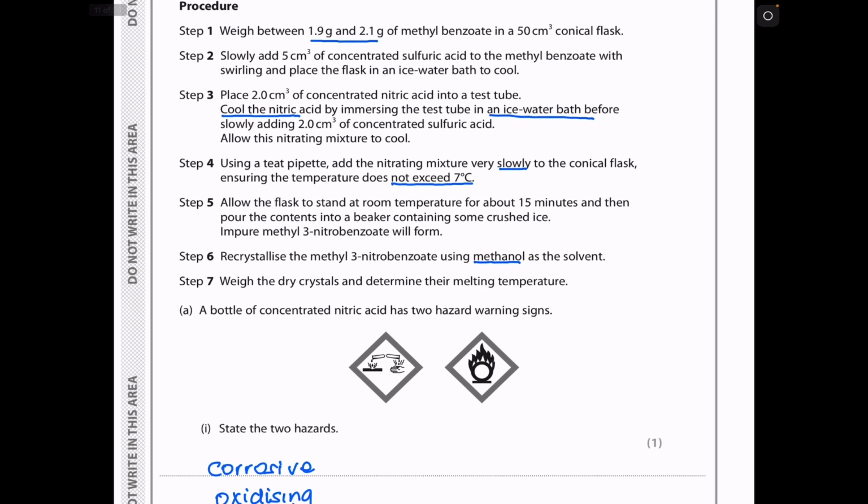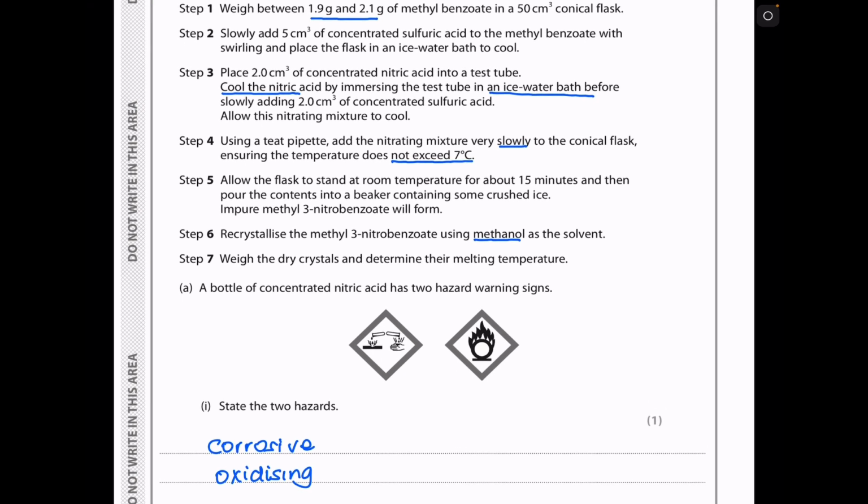Then allow the flask to stand at room temperature for about 15 minutes, and then pour the contents into a beaker containing some crushed ice. Impure methyl 3 nitrobenzoate will form. Then recrystallize the methyl 3 nitrobenzoate using methanol as the solvent. Then weigh dry crystals and determine their melting temperature.